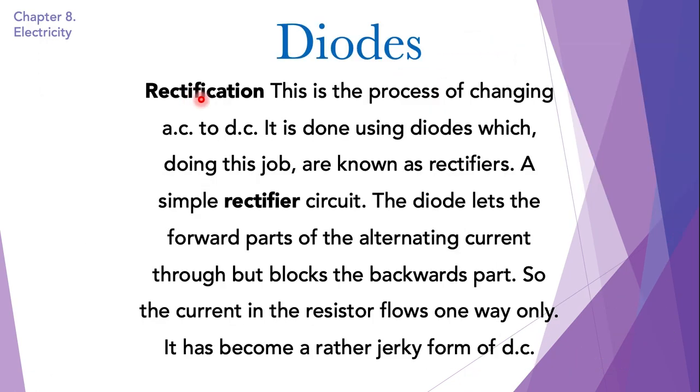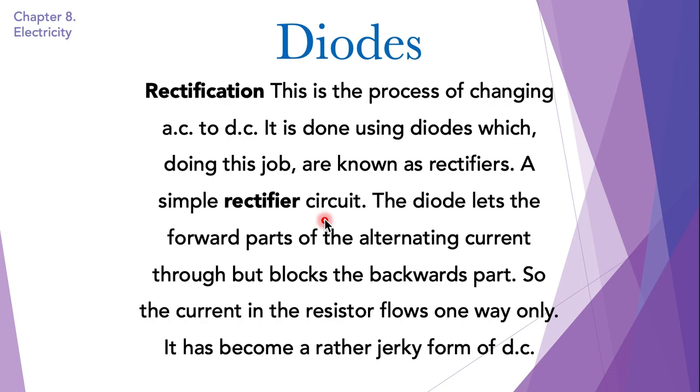So, rectification is the process of changing alternating current to direct current. Alternating current is A.C. and direct current is D.C. Alternating current is basically when current moves backwards and forwards. That is called an alternating current. Whereas direct current just moves forwards smoothly, like in a battery. So we can use diodes as rectifiers to change alternating current to direct current. Diodes doing this job are known as rectifiers.